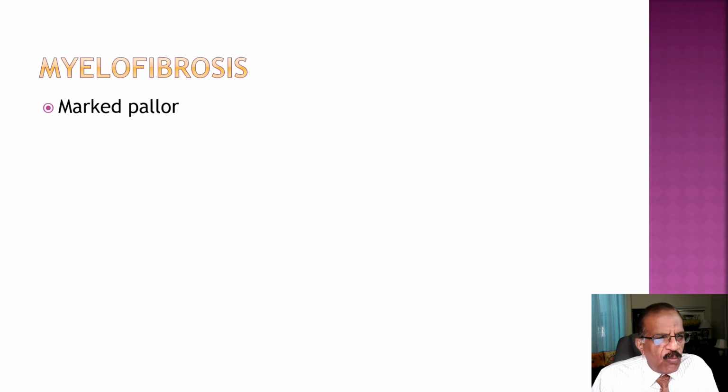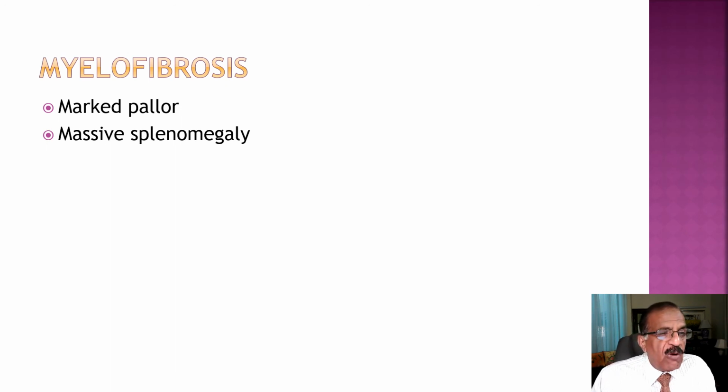So one is this marked pallor. These patients are typically very frankly anemic because the bone marrow is occupied by fibrous tissue. HB is typically very low. And since these patients have pancytopenia, they would have not only pallor, they would have some bleeding, and they may also have ecchymosis. So, and there may be massive splenomegaly.